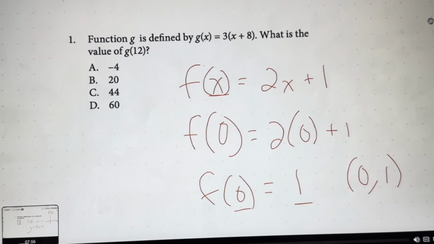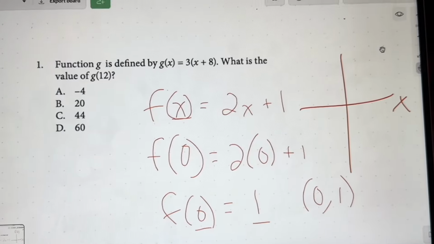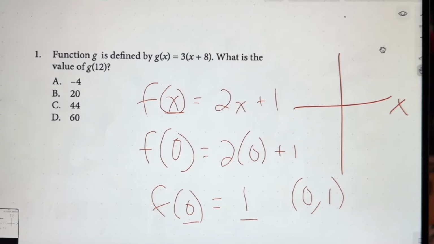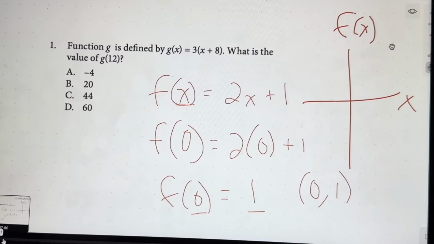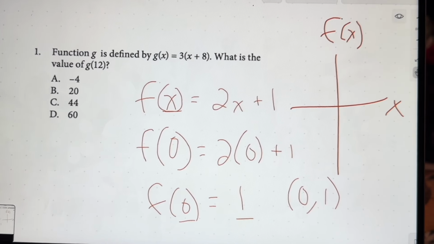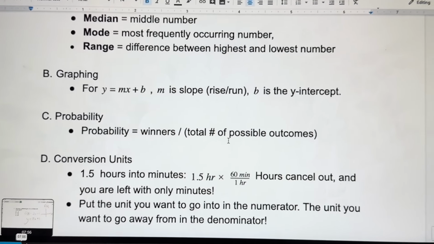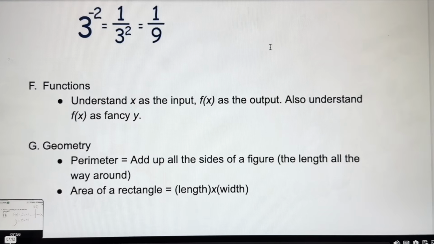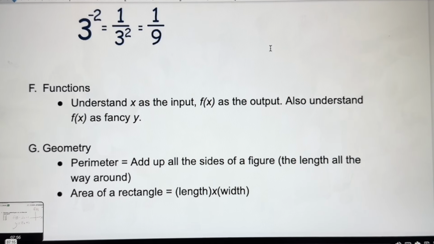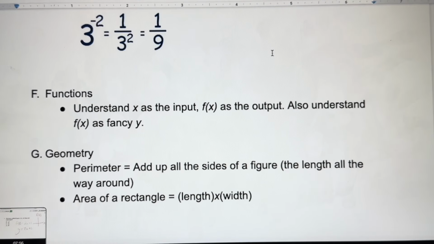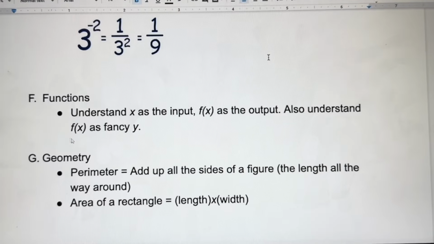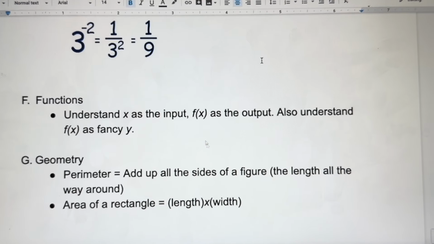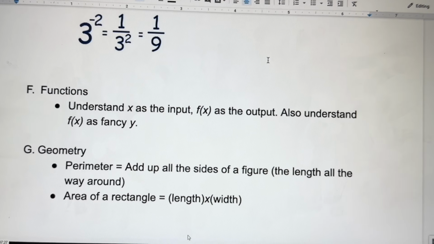On an xy axis, this is always the x-axis, but this right here is the y-axis, and it can also be described as the f of x axis. F of x and y are the same. In fact, I've got a section here on the rules for math. Rules for TSI math. Functions, basic concept. Go ahead and read that for me, please. Understand x as the input, f of x as the output. Also understand f of x as fancy y.